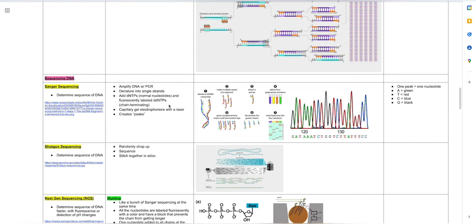And then you're going to run all of these sequences through a capillary gel electrophoresis, which is like the gel electrophoresis we talked about earlier, but in a really thin tube. And then you're going to have a laser pointed at this tube, and the laser is going to detect the fluorescence from the chain terminating nucleotides.